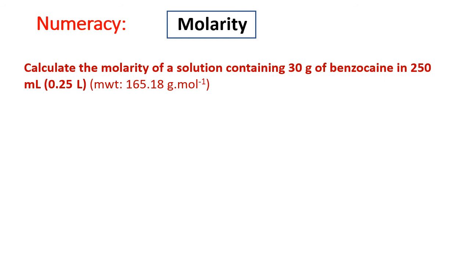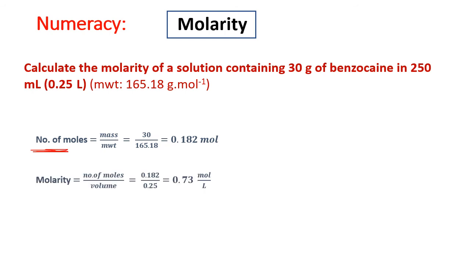Let's take this example. Calculate the molarity of a solution containing 30 grams of benzocaine in 250 milliliters, or 0.25 liters, of solution. First, you need to know that there are two important rules: the number of moles rule, and the molarity rule. Whenever you get a molarity question, you need to recall those two rules, because the SChemEs lab is not an open book exam. So please recall them carefully.